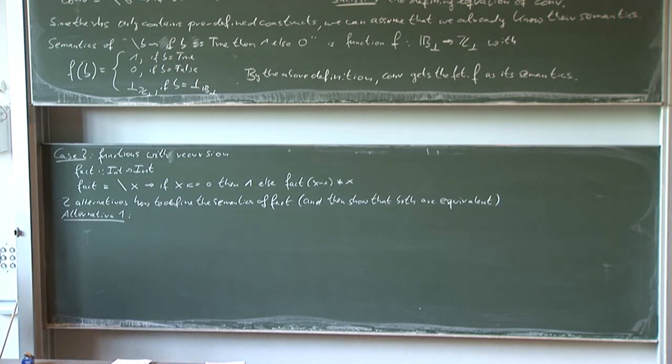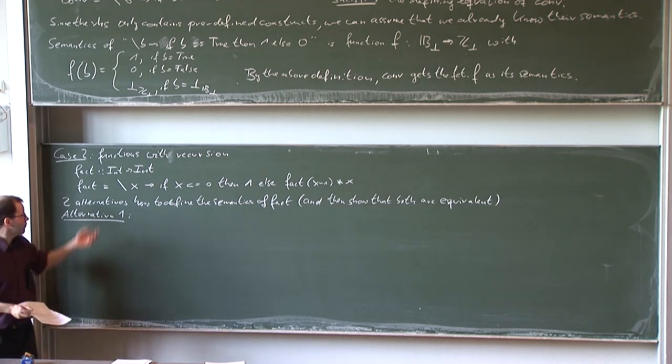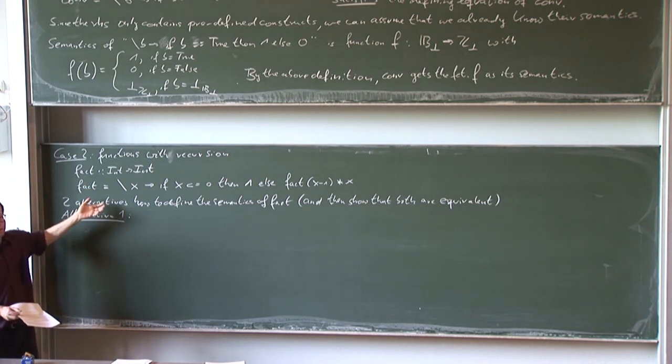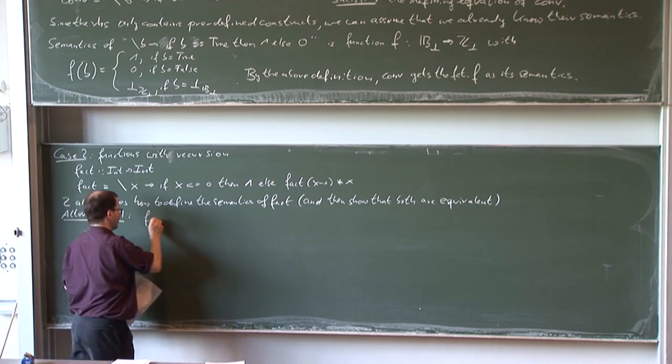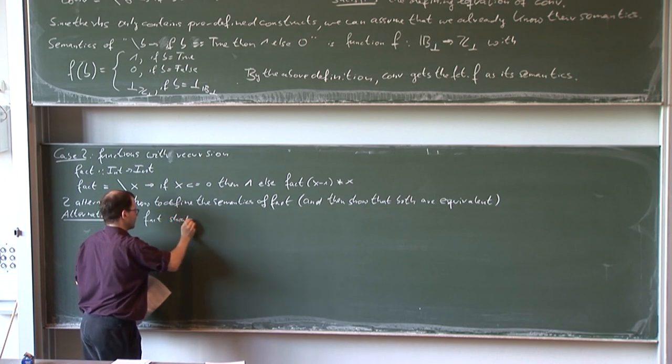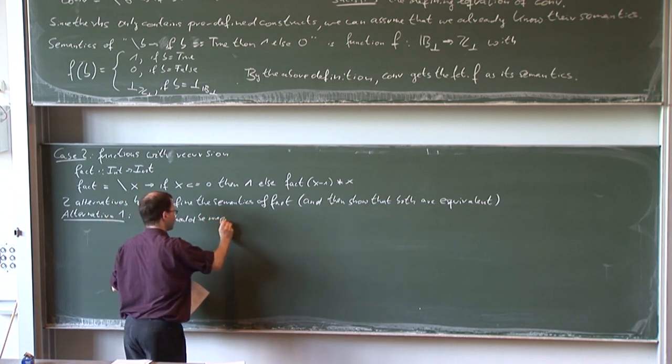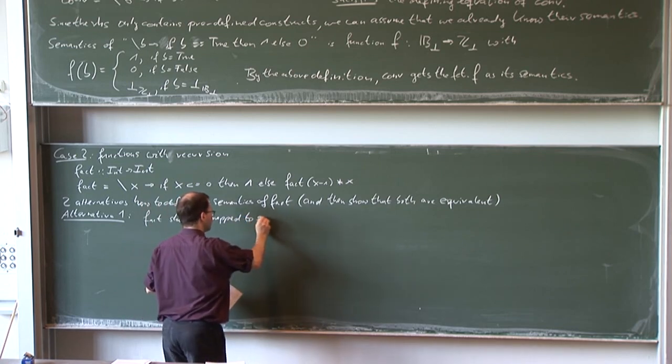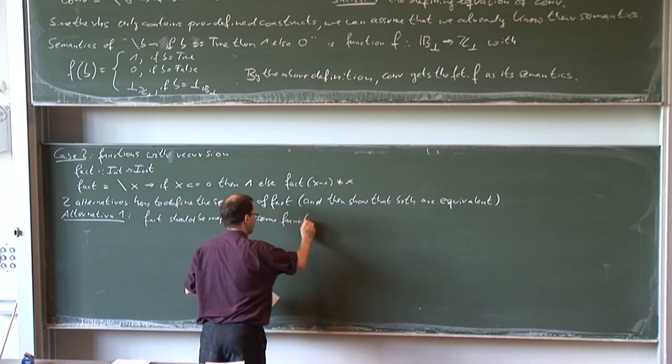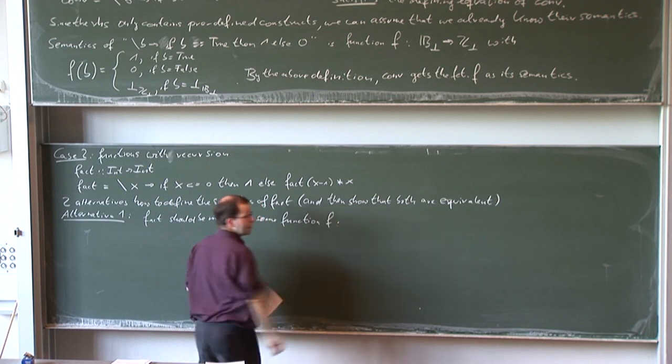Now, let's try to do it in the same way as we did it for conf. For conf, we said conf, so this function symbol conf, should be mapped to a function which satisfies this equation up there. And we want the same thing here. So fact, this function symbol fact, should be mapped to a function which satisfies this equation over here. So fact should be mapped to some function f.